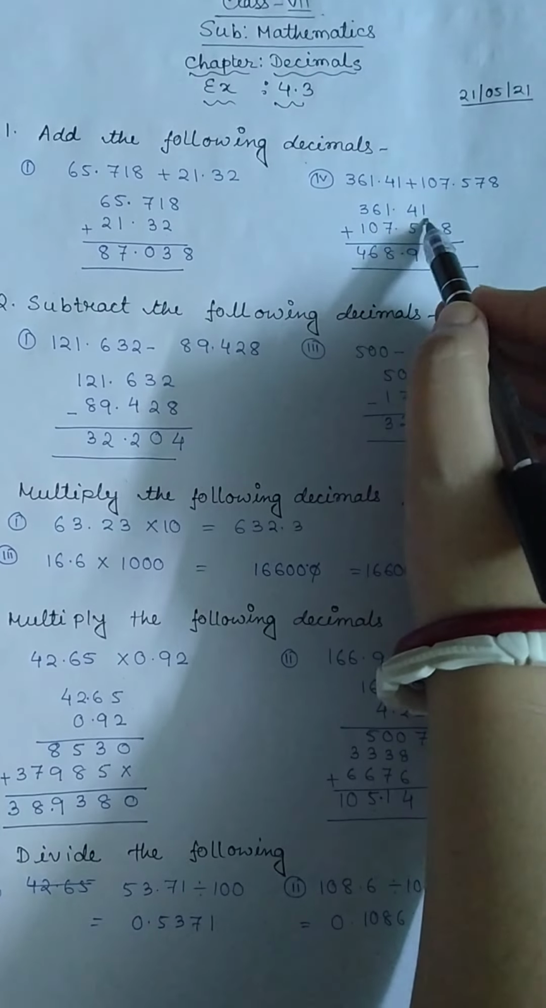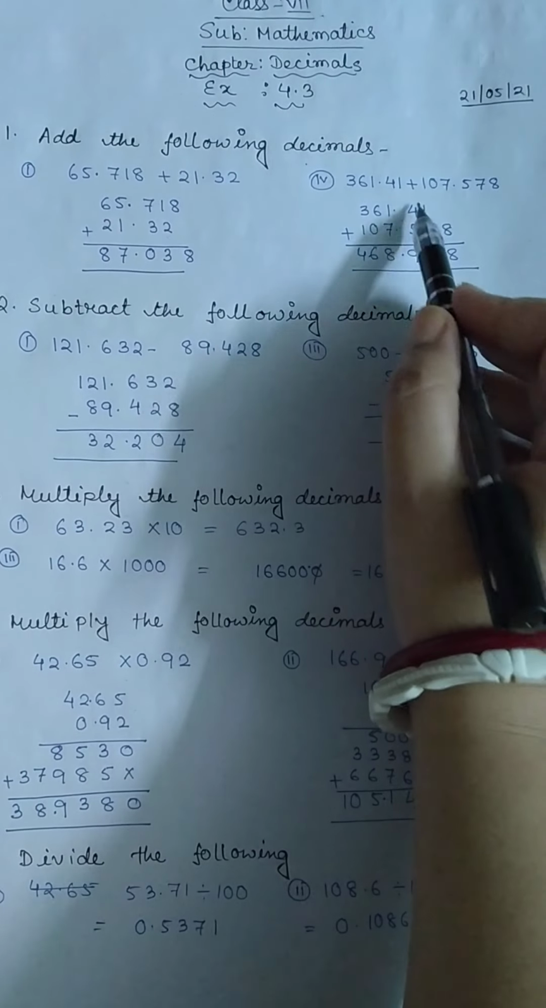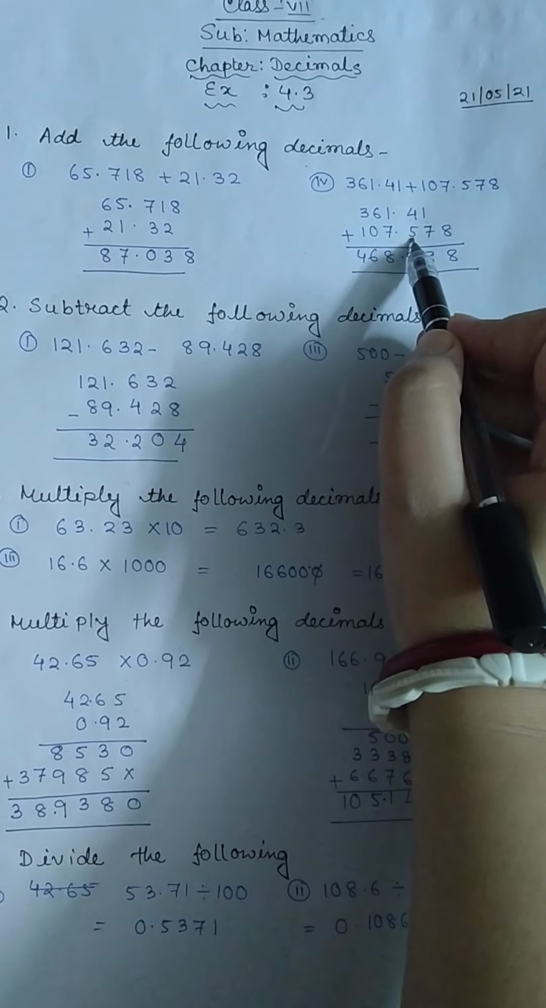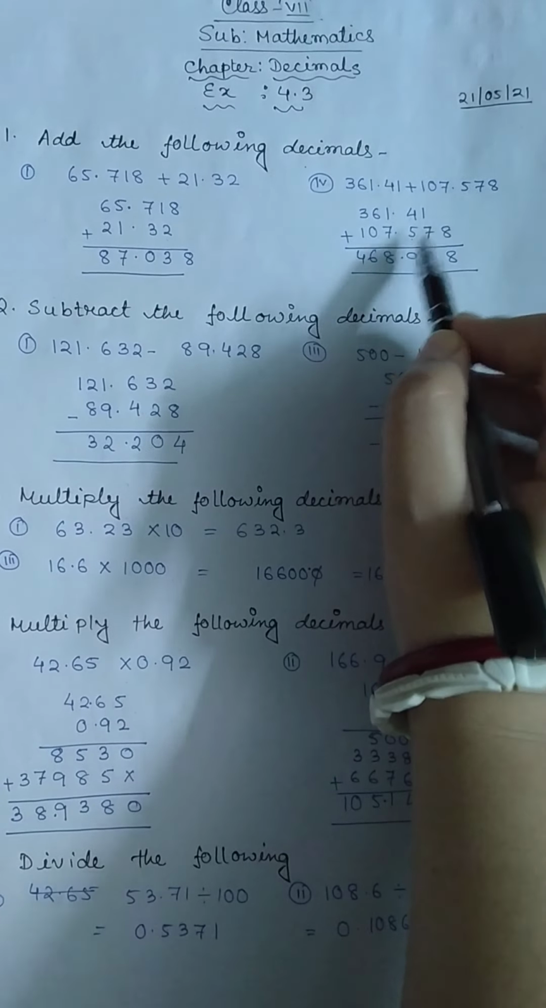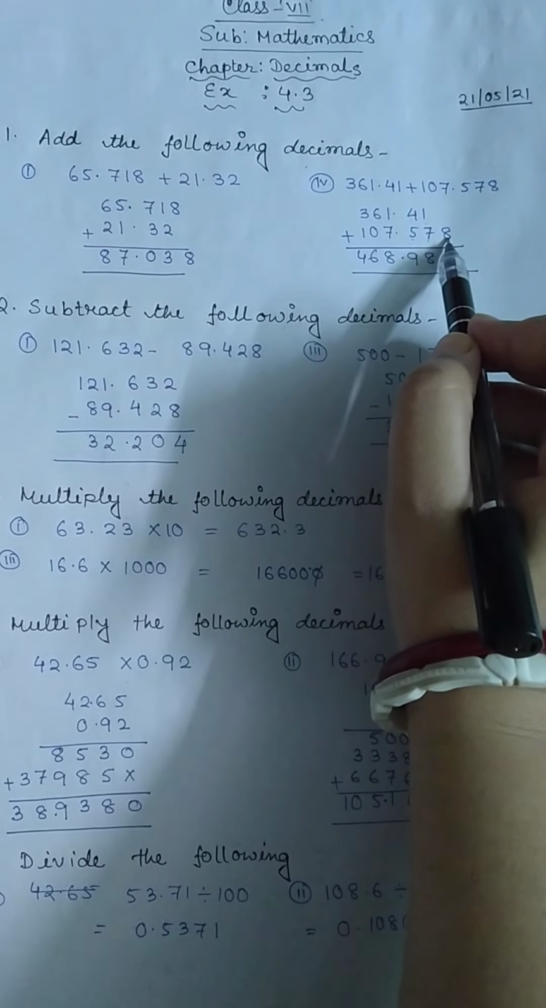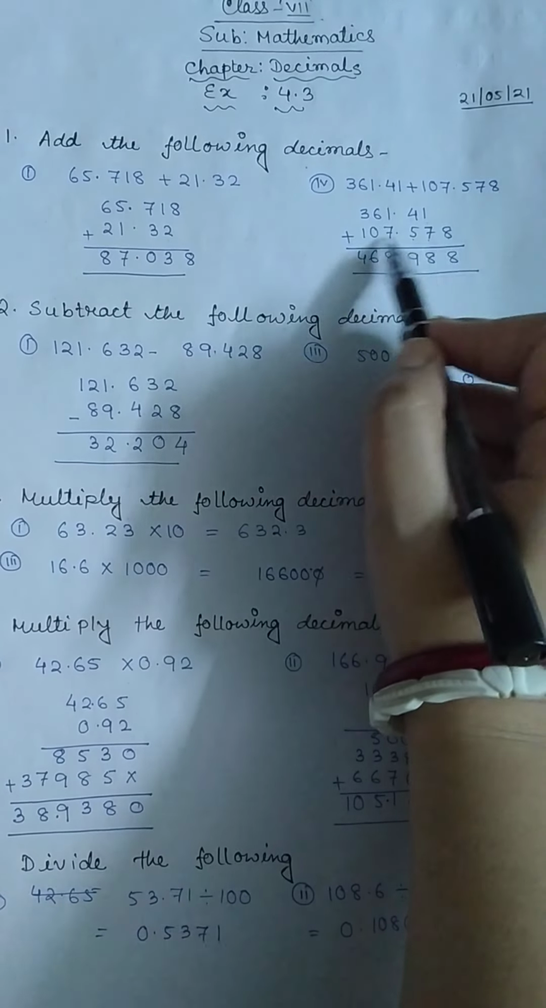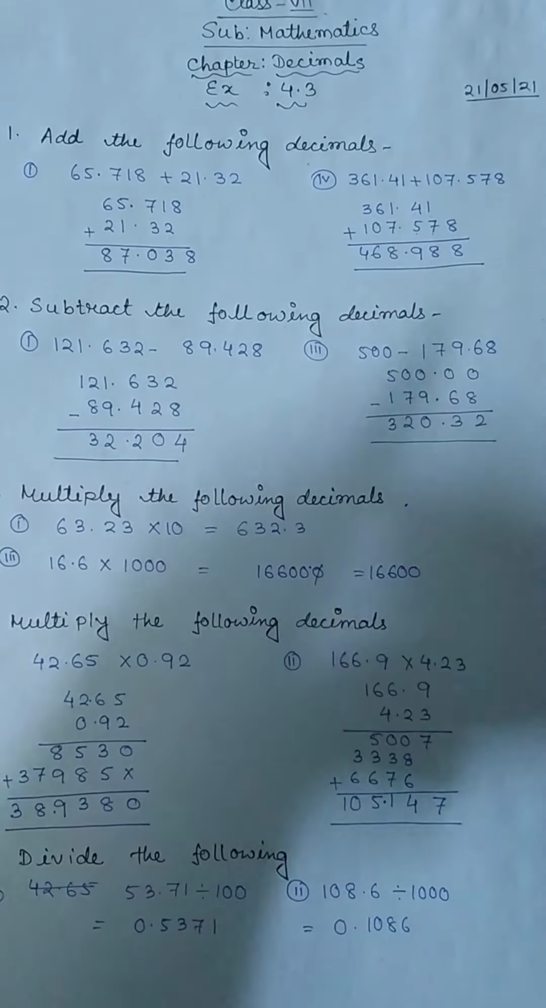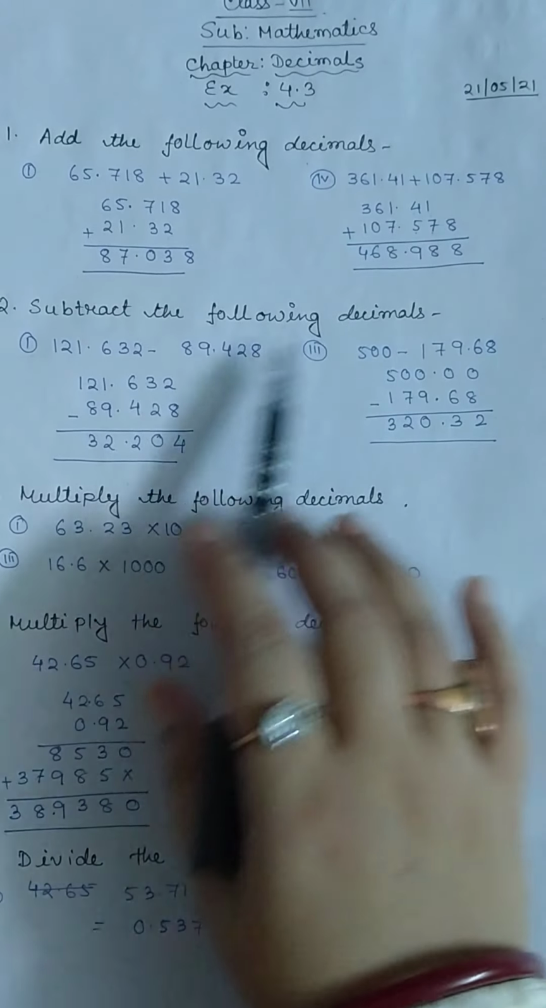Here it is 41 and it is 578. So 5 will be in the 1/10th place, this is in the hundredths place, and this is in the thousandths place. So place it according to its place value. So this is it. Subtract the following decimals.